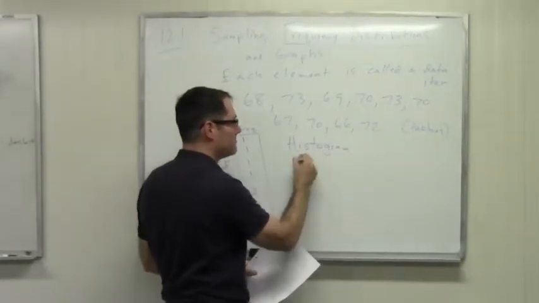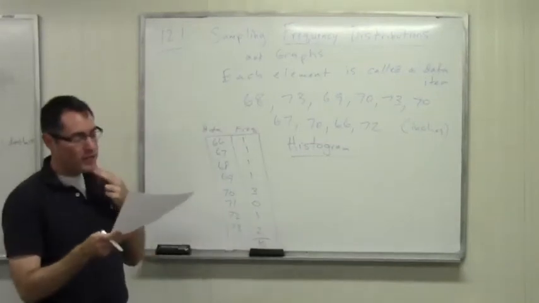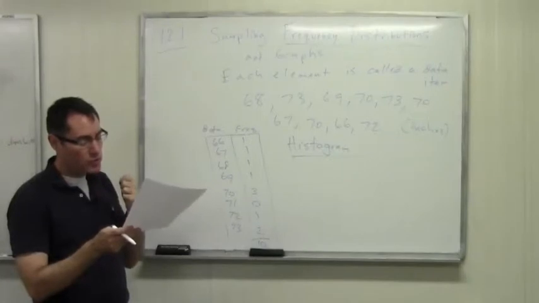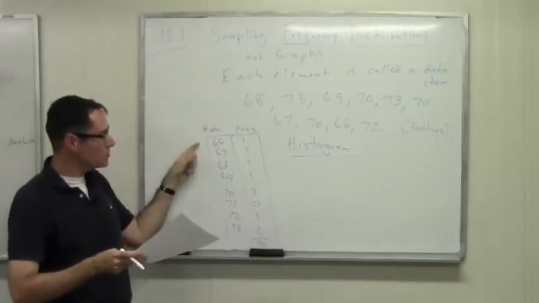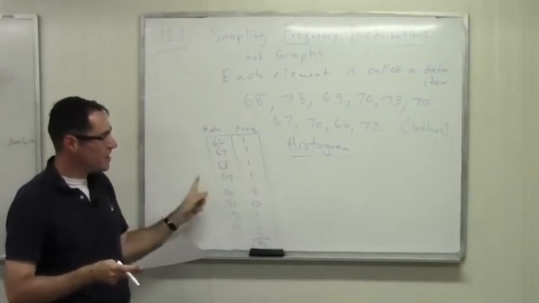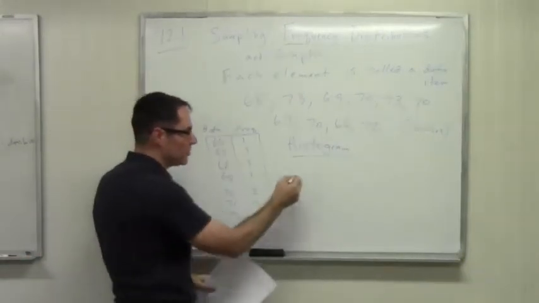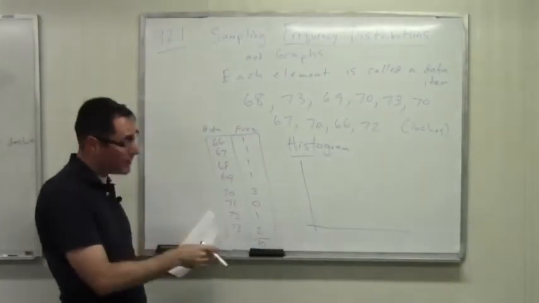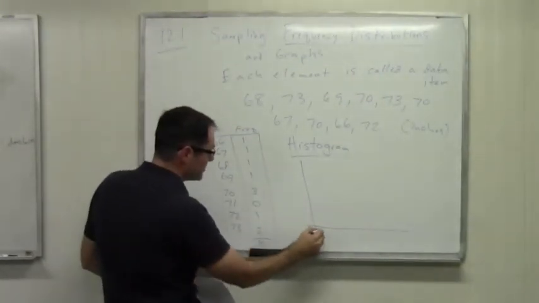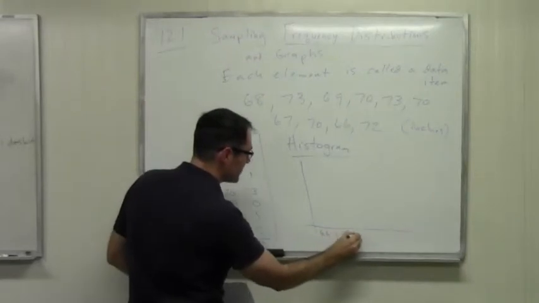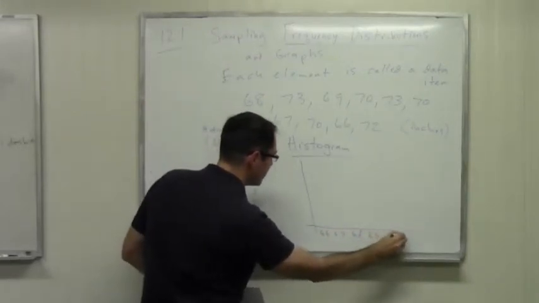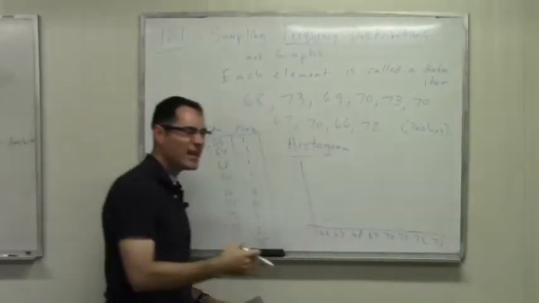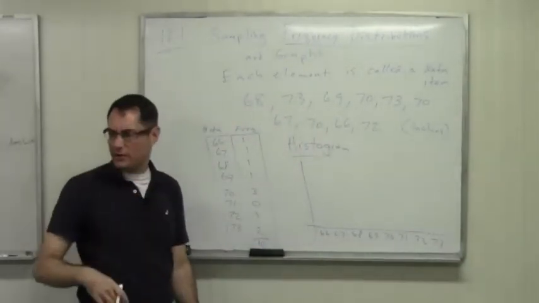Okay? We can make this thing called a histogram, which is a graph which shows each one of these frequencies, and on the bottom has the data. So it would look like this. We would have 66, 67, 68, 69, 70, 71, 72, and 73. And it's kind of like a bar chart or a column chart, if you will.